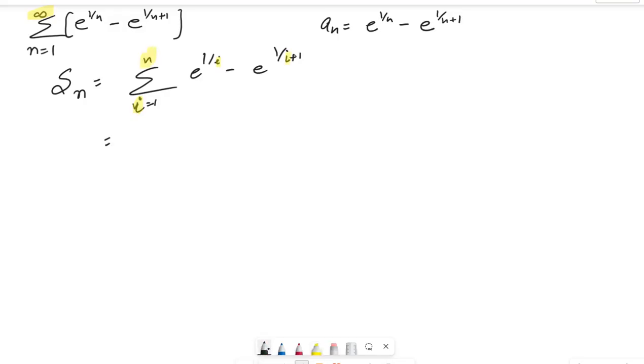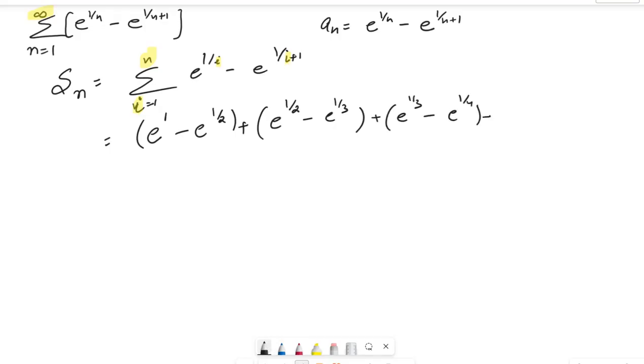So when I put 1 in there, it will be e^1 minus e^(1/2), and I have to add these. When I put 2 in there, this will be e^(1/2) minus e^(1/3). When I put 3 in there, this would be e^(1/3) minus e^(1/4). If you keep on going like this, the nth term is e^(1/n) minus e^(1/(n+1)). You can also write the previous term by putting n minus 1: e^(1/(n-1)) minus e^(1/n).